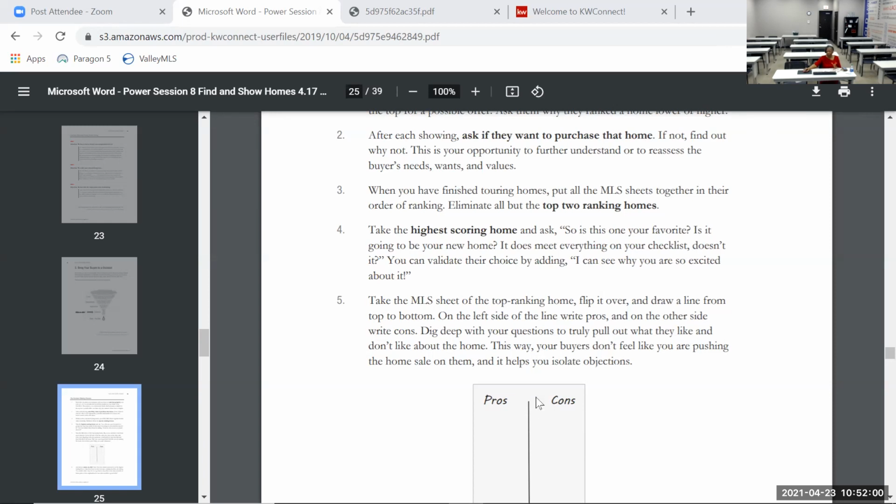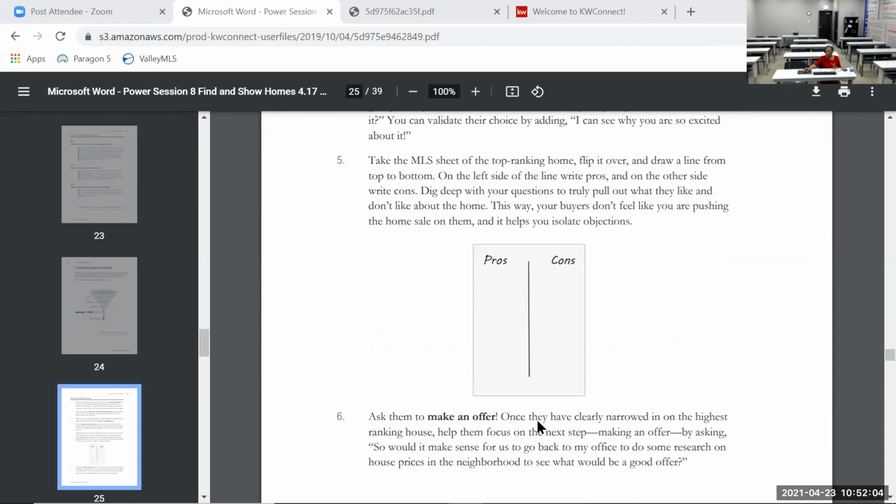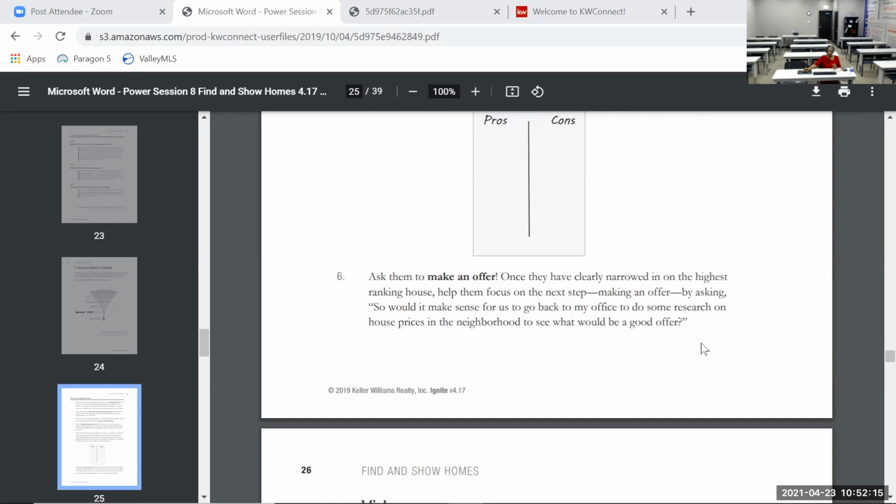Now, after all of this, they may be like, no, maybe we did like home number 2 better. You don't, but you're getting them through a process of making decisions. Ask them to make an offer. Once they have clearly narrowed in on the highest ranking house, help them focus on the next step, which is making an offer, by asking, so would it make sense for us to go back to my office to do some research on house prices in the neighborhood to see what would be a really good offer for this home?